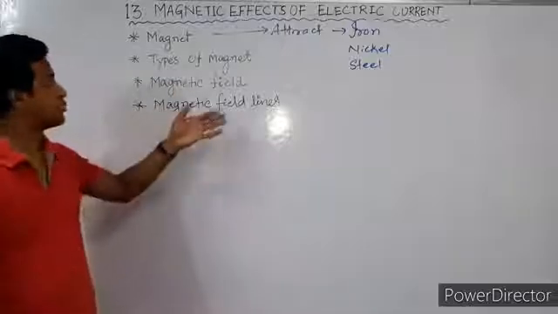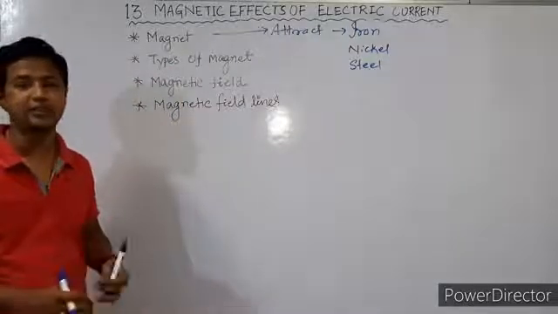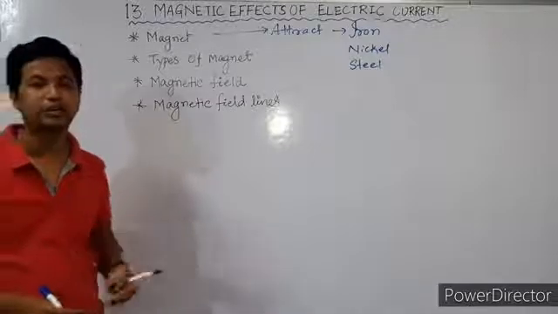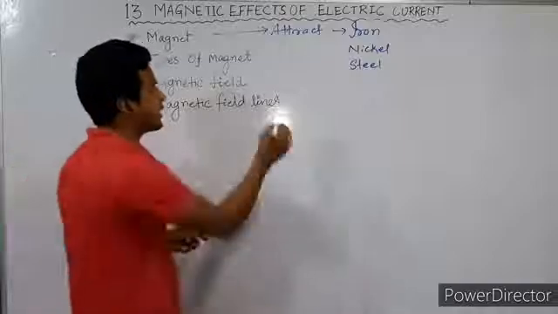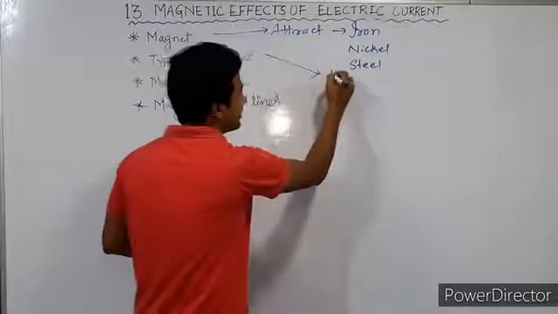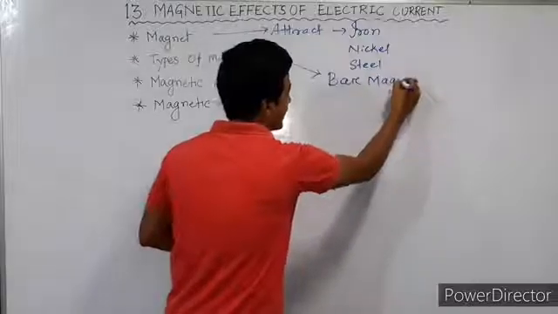In this topic we are going to find out the types of magnet. Magnets are of different types according to their shape and size. It is categorized like this. The first one is the bar magnet. So what is a bar magnet?